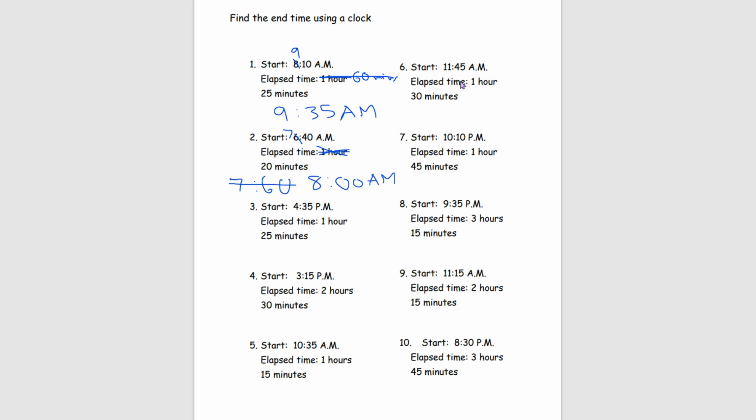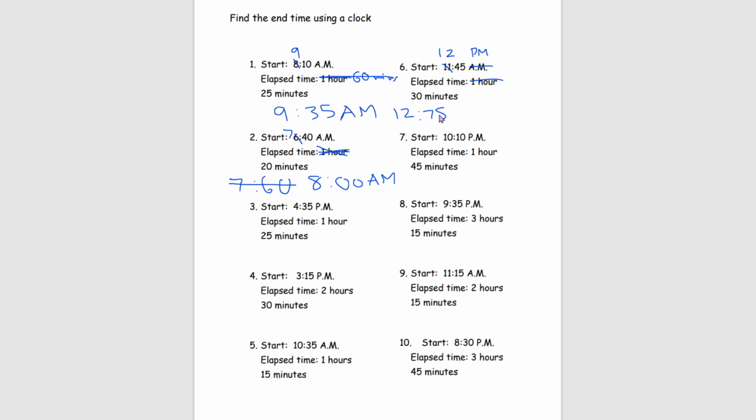For number 6, here it says we start at 11:45 a.m. and we're going to be adding 1 hour and 30 minutes to it. And so we're doing the same thing, so we add 1 hour to this 11, which becomes 12:45. But since it goes past 12, that means that this AM actually changes to PM. And right now we have 30 minutes left, so we add 30 to 45. That gets us 75. But currently we have 12:75.